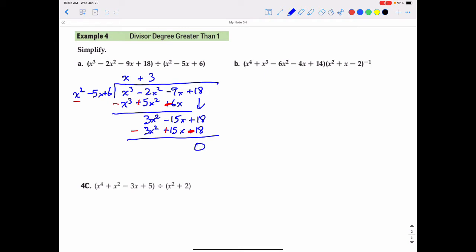No remainder is usually a good sign that you're correct when you're first starting to do these. But that doesn't always mean you're correct, but it's usually a good sign that it is.